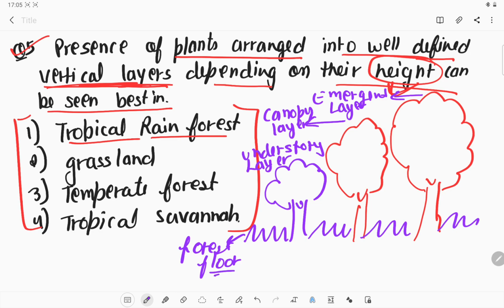So what can we figure out from this? Plants arranged in well-defined vertical layers depending on their height can be seen best in which of these? This is the tropical rainforest. In tropical rainforest we see all these layers. So option first is the correct answer.